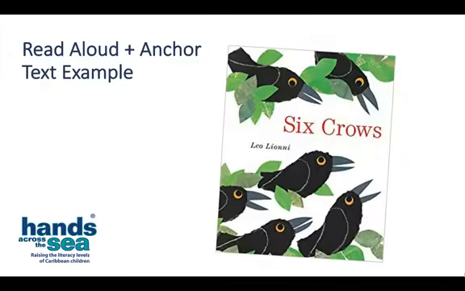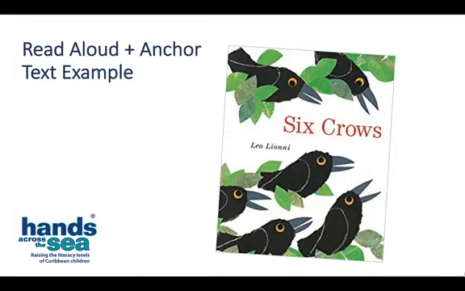So we are going to actually practice and model how to do an interactive read aloud and how to use an anchor text with the book 6 Crows by Leo Leone. This is a book Hands Across the Sea has sent to many school libraries that can be used to teach a number of curriculum content. I will share suggestions for younger grades as well as older grades. Take the ideas or questions that work best for you.